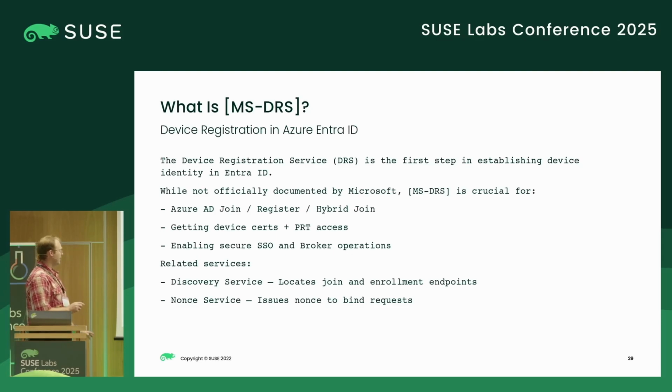While not officially documented, this is where we do the join or registration or hybrid join. Those are different things, slightly different. Right now we only do a join, because a join lets us authenticate to the cloud, but it also gives us on-prem access. We can access device certs, get PRT access, and so on.